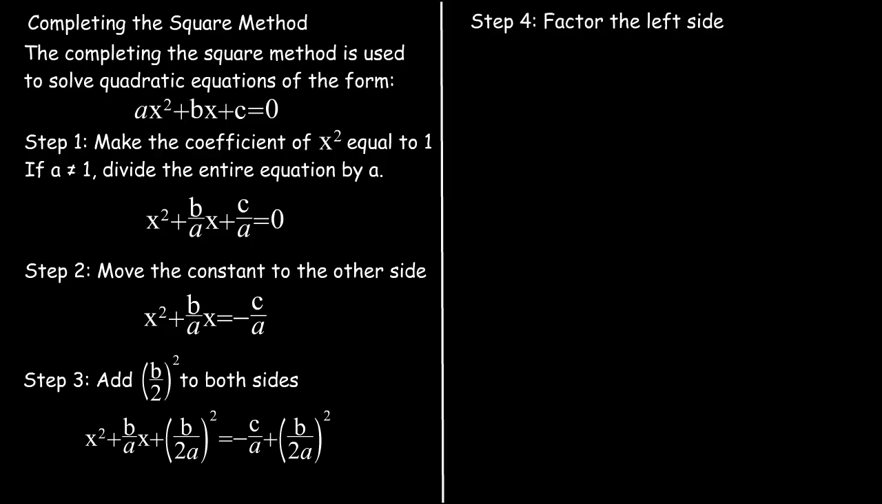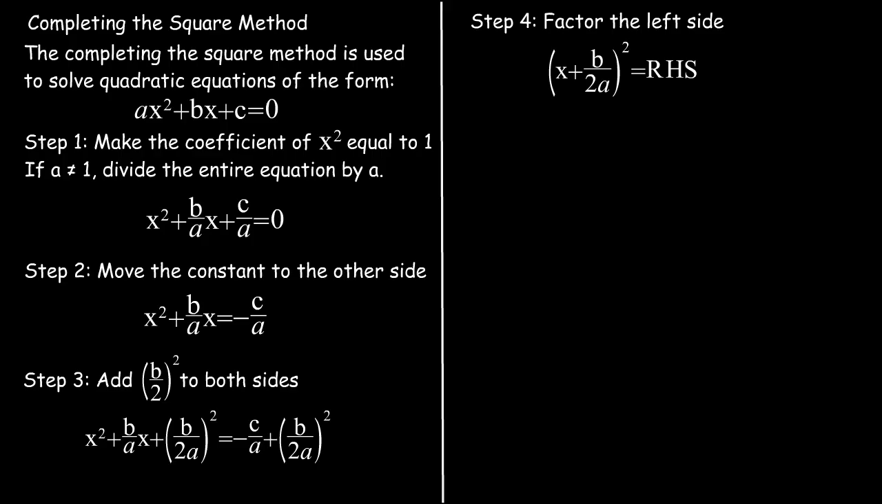Now at this step we can easily factorize our left hand side. So our left hand side will be (x plus b over 2a) squared, which will be equal to whatever our value is on our right hand side. We are going to represent our right hand side with RHS for simplicity.